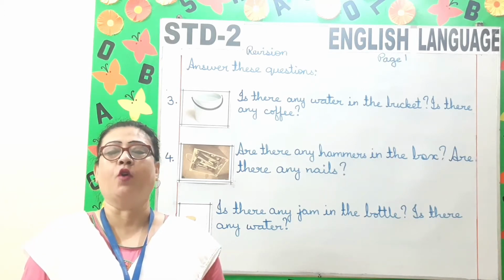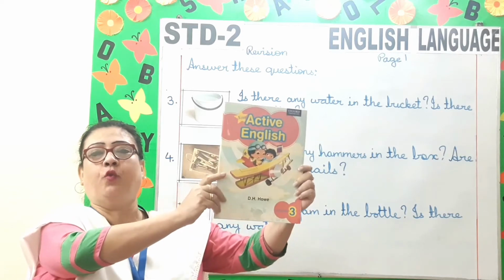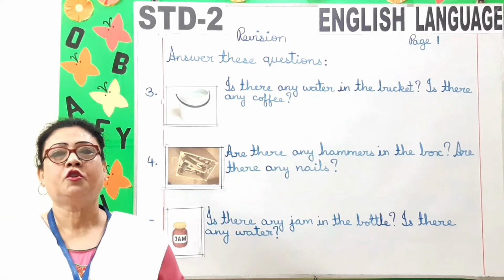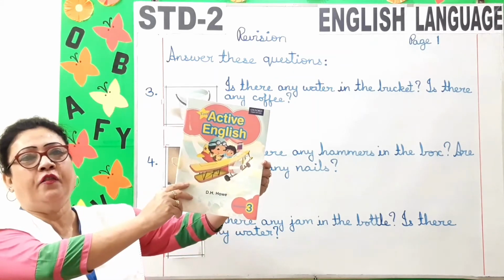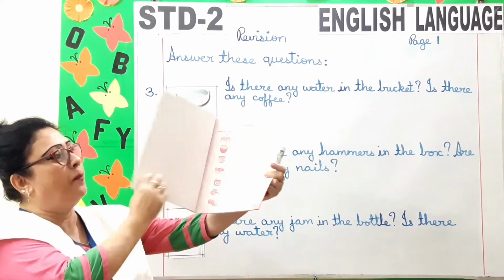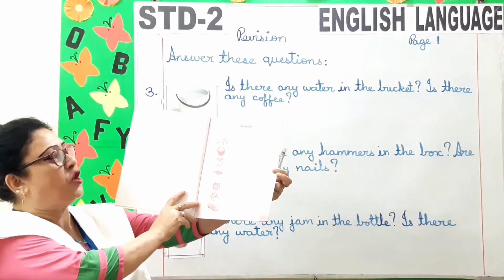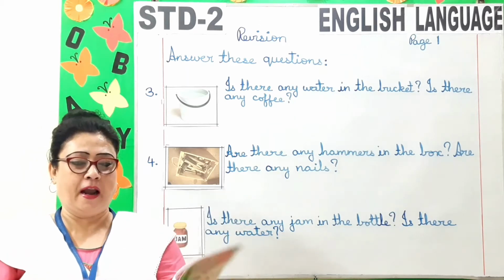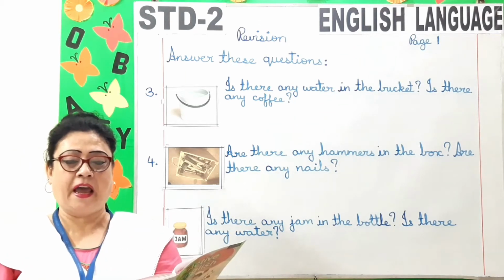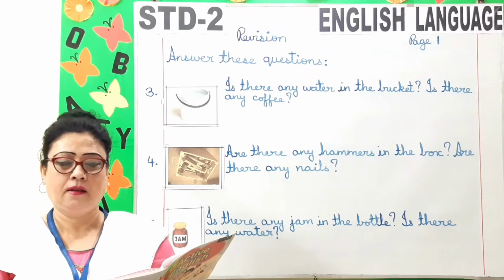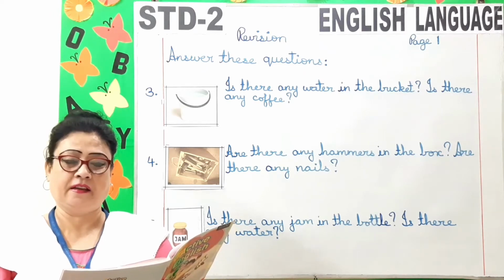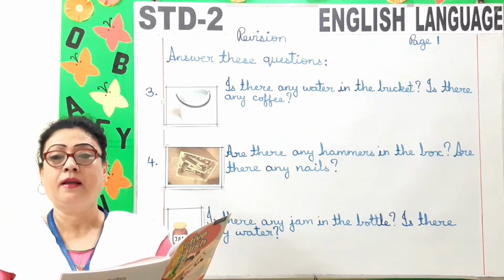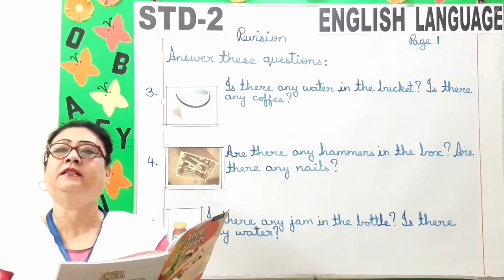Children, today I am going to do Active English Workbook revision of pages 1 to 4. Take out your Active English Workbook and open to page 1. Revision. Answer these questions. Look at the picture in number 1. Is there any milk on the table? Is there any tea? Answer: there is some milk on the table, but there isn't any tea.